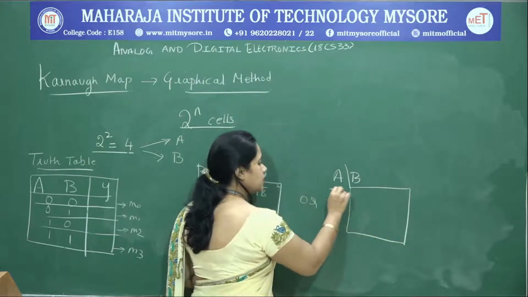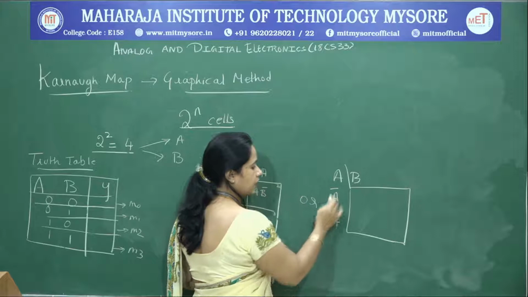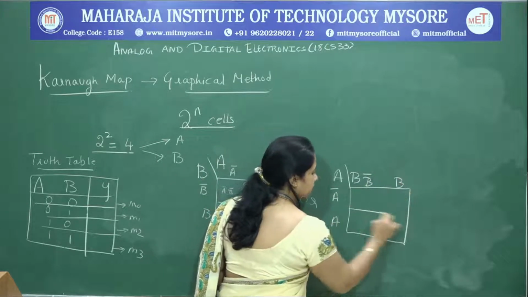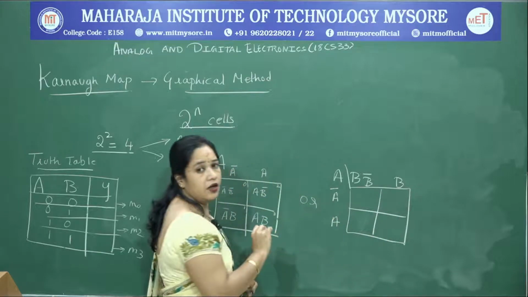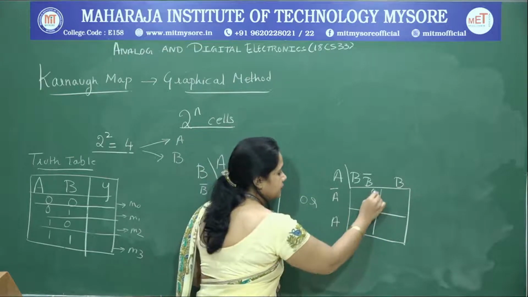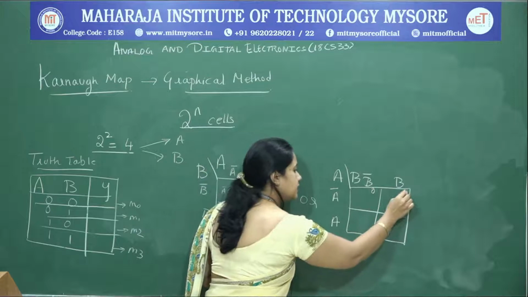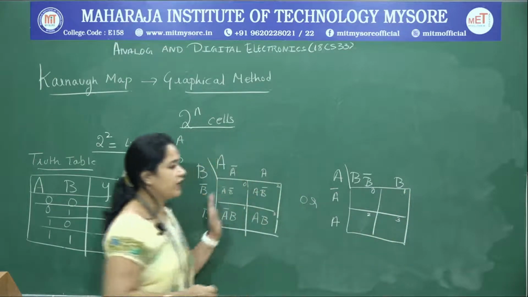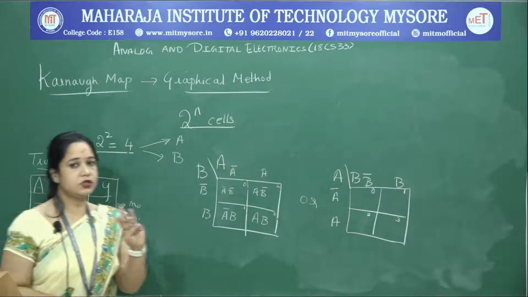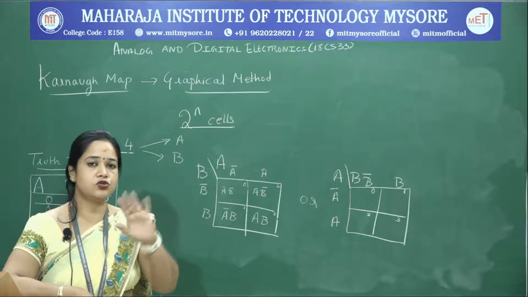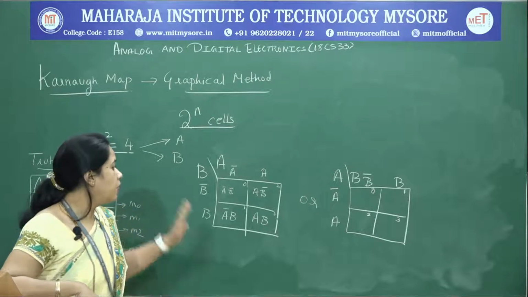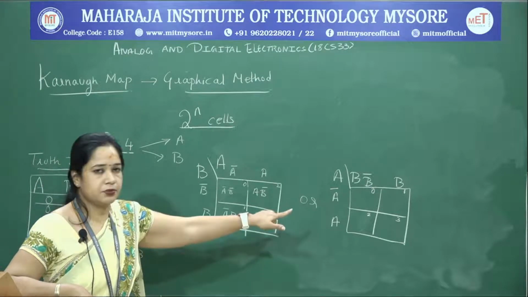First comes 0, then comes 1, A bar, A, here also B bar and B. This ends up again giving me a 4 cell K map. So, this is representing 0, and in this case this is representing 1, this is representing 2 and 3. So, if you are given a 2 variable expression and asked to simplify the given expression using K map, you can go with this or this representation.